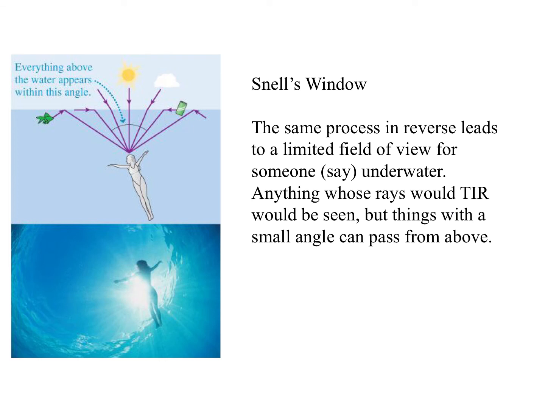The same process in reverse leads to a limited field of view for someone under water, for instance. Anything whose rays would totally internally reflect would be seen, but things with a small angle can pass from above. So we can see this in reverse and say that the rays that can enter the eye of this swimmer, if they're coming from above, will come in and refract normally. But if we go out the other way, rays that are coming at this angle must have been internally reflected from stuff outside.